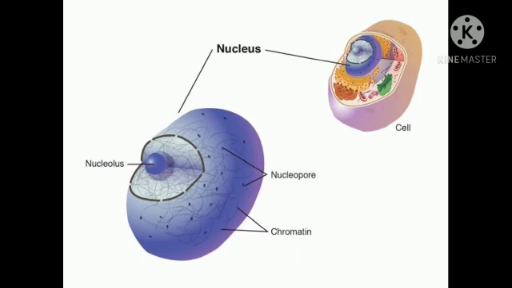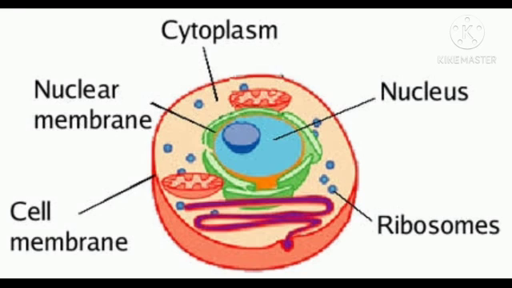Seventh one, nucleus. It acts as the brain of the cell. It regulates and controls all the cell activities. So the special name for nucleus is control center. Eighth one, nucleus membrane. It surrounds and protects the nucleus, and controls the movement of materials in and out of the nucleus. So the special name for nucleus membrane is gate of the nucleus.